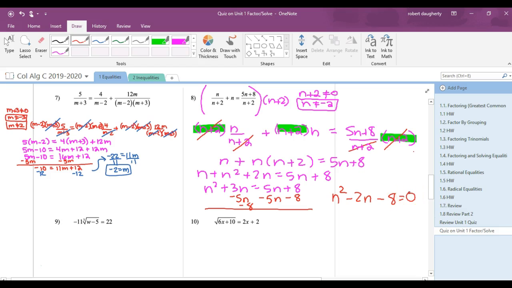I will factor this. I need two numbers that multiply to negative 8 and add to negative 2. Those numbers are negative 4 and 2. This is n minus 4, n plus 2 equals 0, which tells me that n is equal to 4 or negative 2. But I knew from the very beginning of this problem that n cannot be negative 2. So there is only one answer here, n equal 4. Okay.